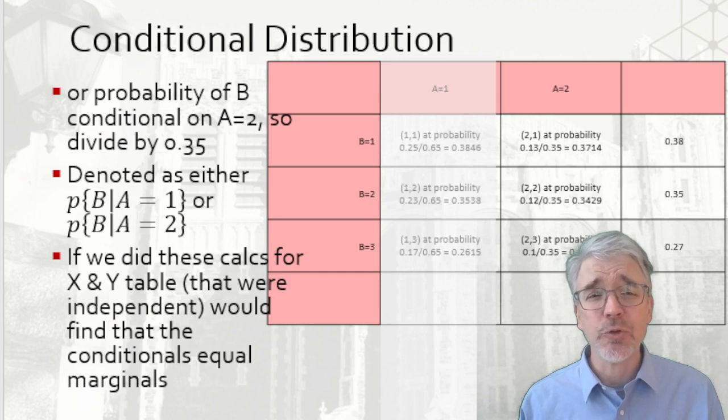If we were to do the conditional probabilities for the xy table, you'd find those conditionals are all equal to the marginals. It's a rather boring bit of arithmetic, so I'm not going to lead you through that, but you can confirm on your own.